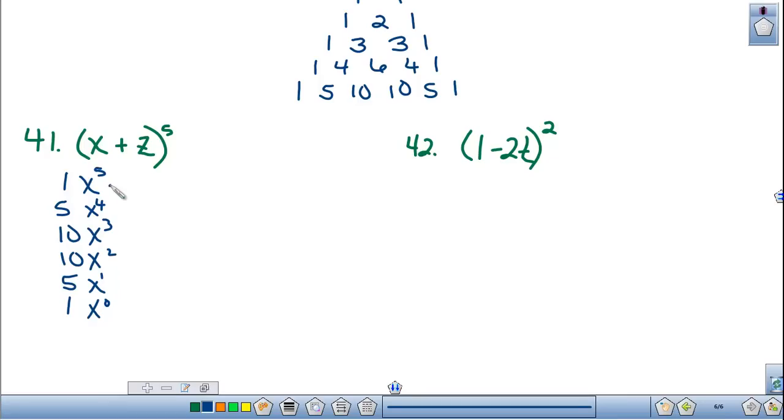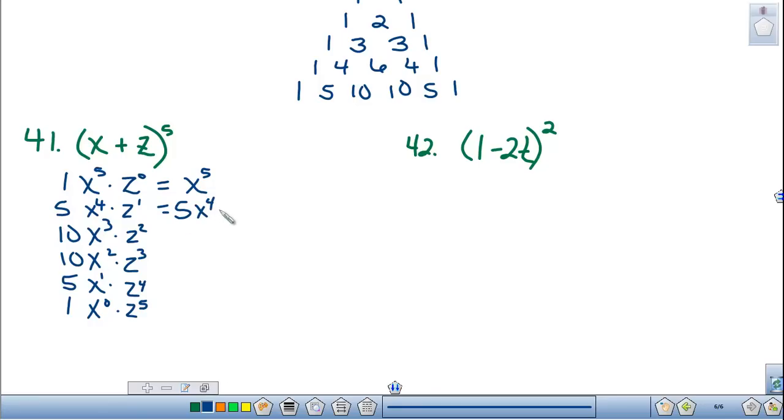In like manner, the z is going to count up. So we're going to start with z to the 0, z to the first, z squared, z cubed, z to the fourth, and z to the fifth. Now, again, you can see the pattern here. You're multiplying all these together. What you want to do next is simplify each row. Well, I can remove this 1 and this z to the 0, so I'm going to have x to the fifth.